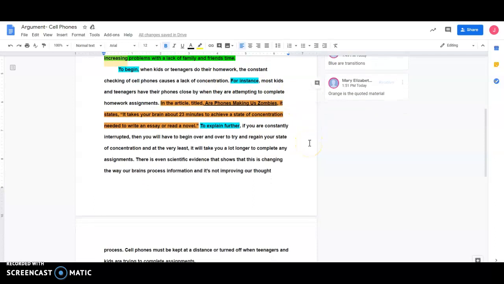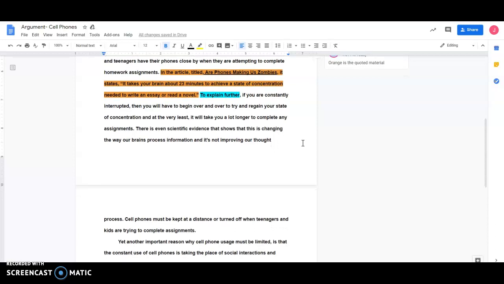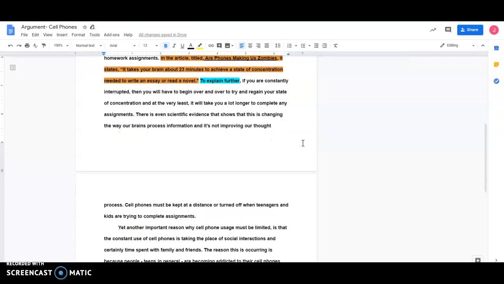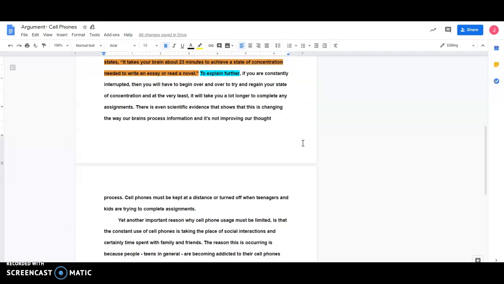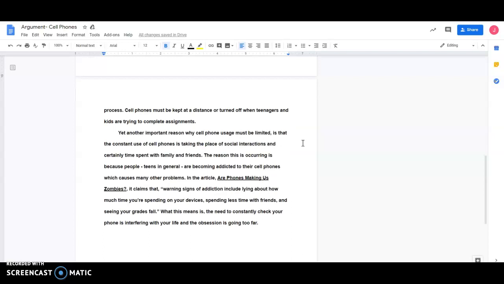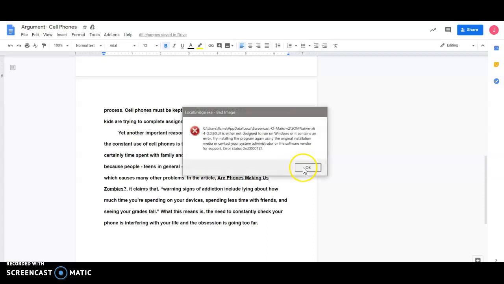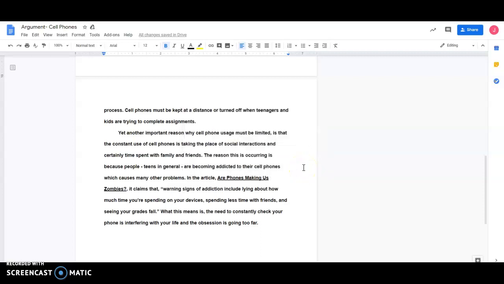Excellent. To explain further, great transition goes into our explanation because if you have a quote, you need to explain why your quote supports your reason. To explain further, if you're constantly interrupted, then you'll have to begin over and over to try and regain your state of concentration. And at the very least, it will take you a lot longer to complete any assignments. There's even scientific evidence that shows that this is changing the way our brains process information, and it's not improving our thought process. Cell phones must be kept at a distance or turned off when teenagers and kids are trying to complete assignments. Well said. Explains the quote and gives specific details on why cell phones are too distracting.